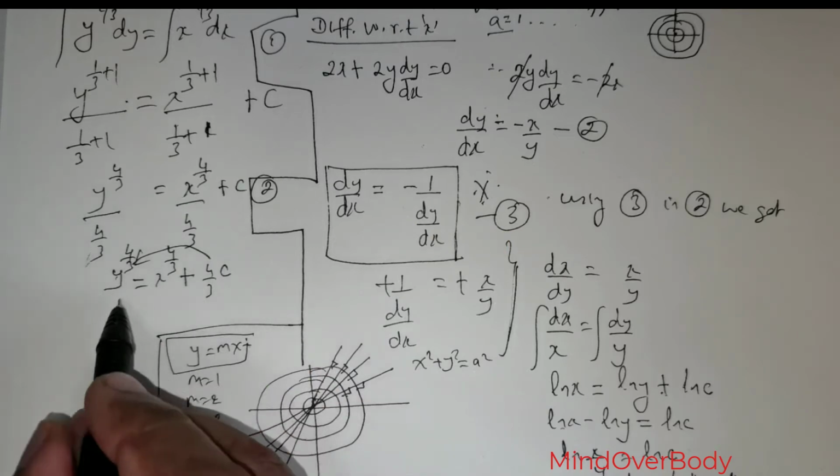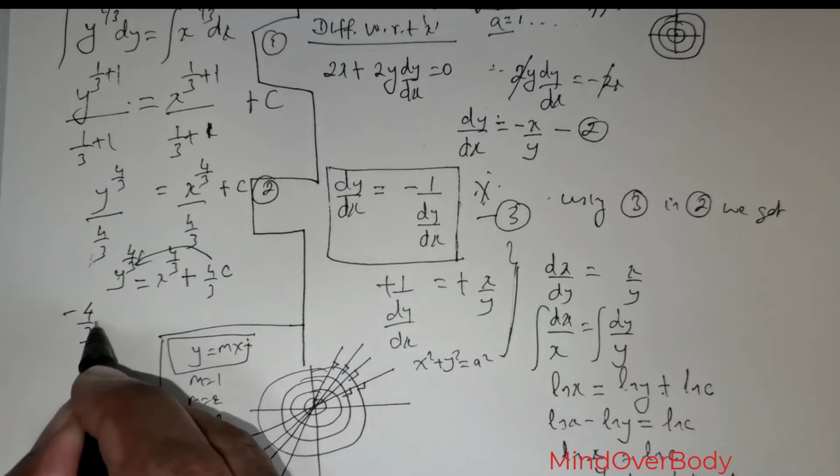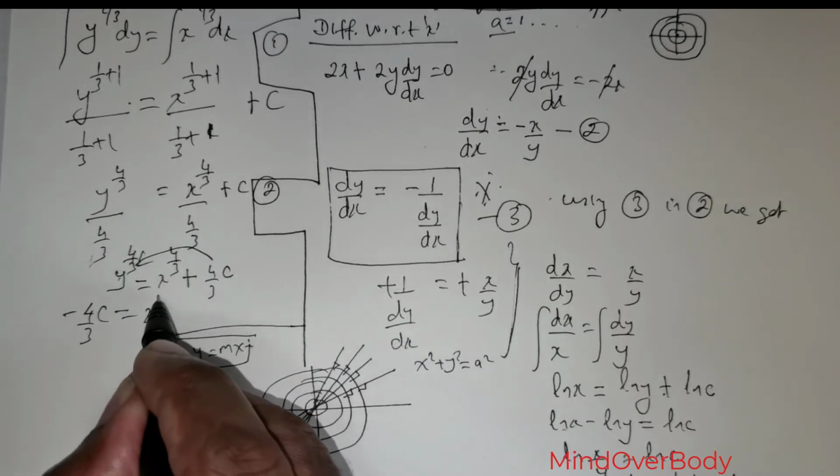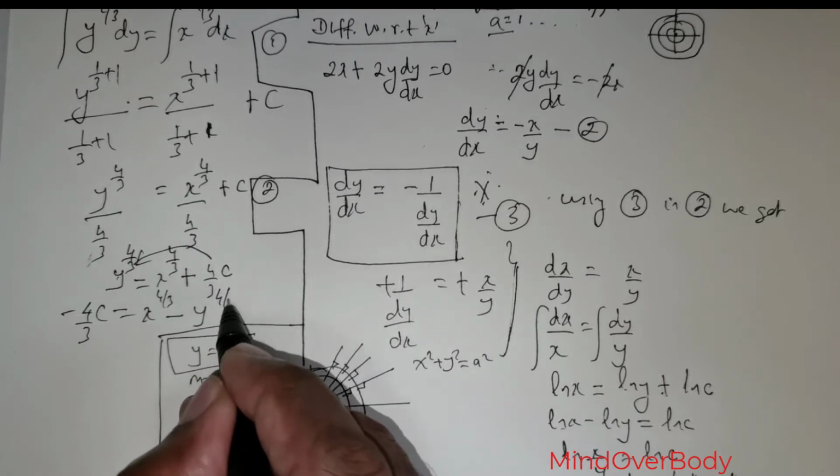And I will move this 4 over 3 times c to the other side. So this is going to become negative 4 over 3 times c, and this is going to be x raised to the power of 4 over 3 with y coming to this side. So it's going to be y raised to the power of 4 over 3.